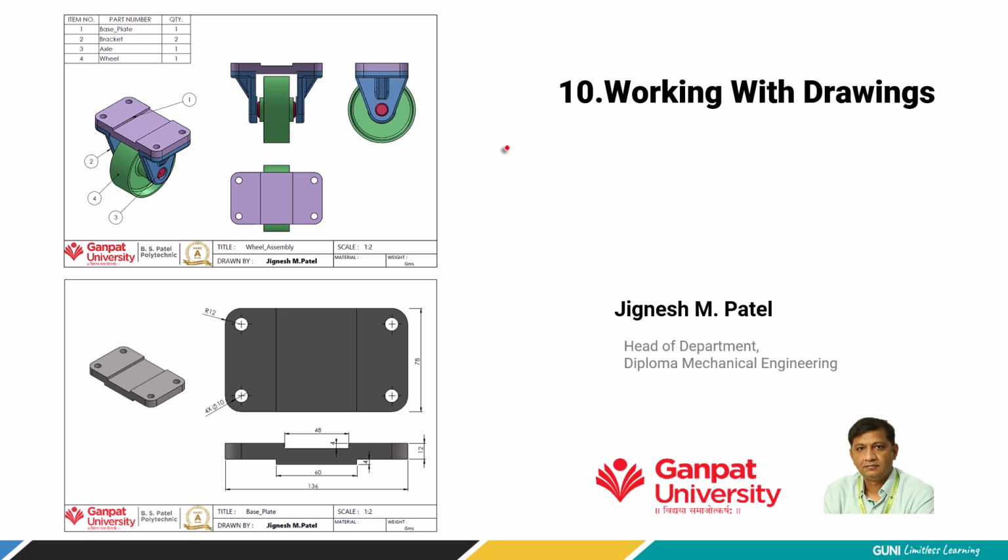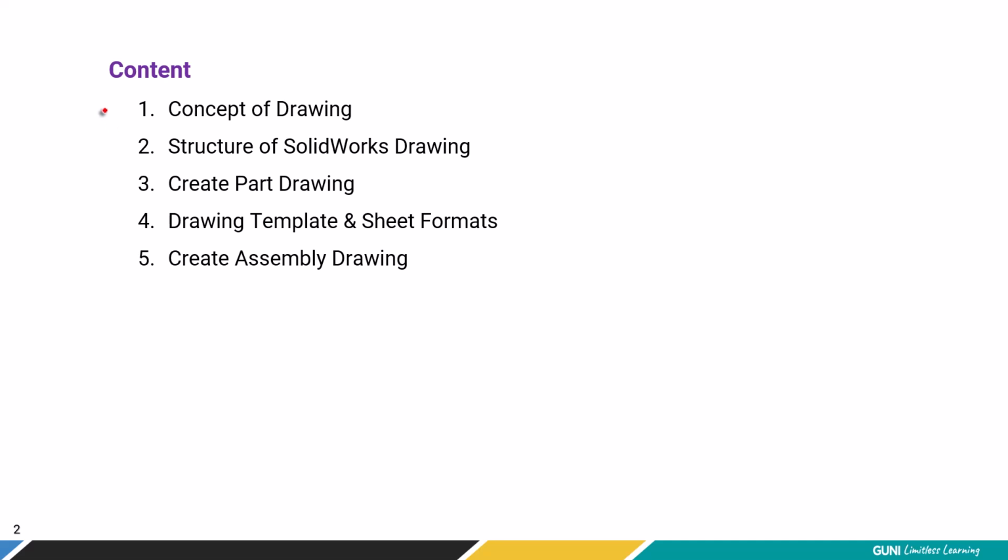In this module 10, we will learn how to create drawings from part and assembly in SolidWorks. First we see what is the concept of drawing, why we create 2D drawing in industries. Then after we'll look at what is the overall structure of a SolidWorks drawing. Then we'll try to create a part drawing.